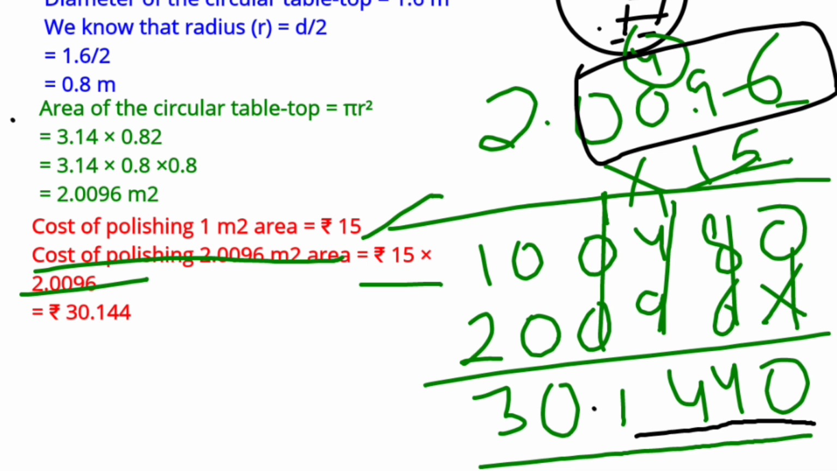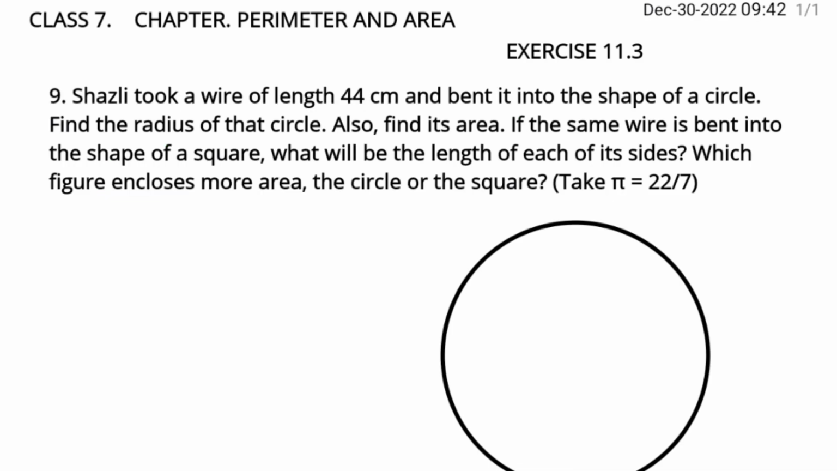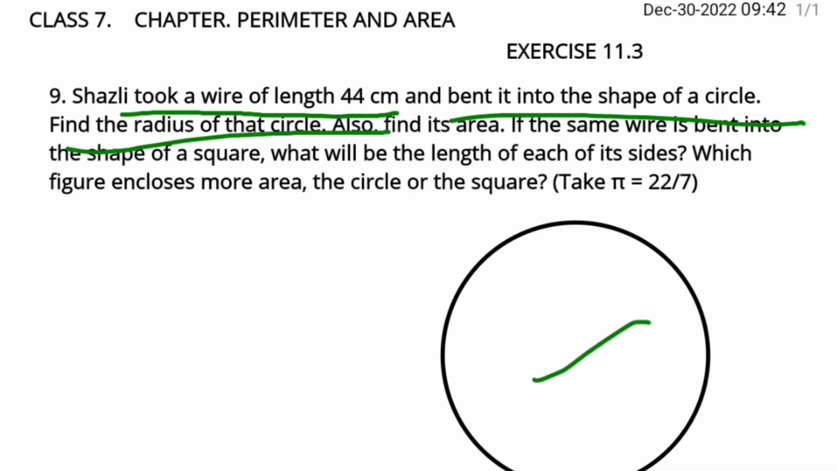Now let's move on to our next question. This is question number 9. Here they are saying Sajli took a wire of length 44 centimeter, and bent it into the shape of a circle. She made a circle from that wire. Now they are saying find the radius of the circle, also find its area. So first we will solve this part of the question, then we will move on to the next part.